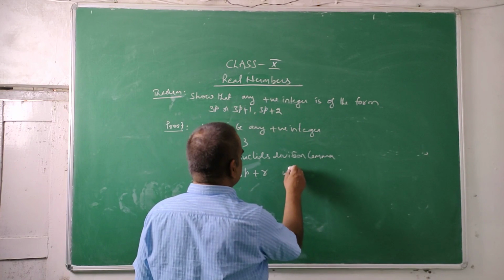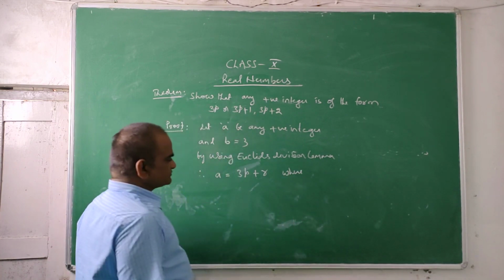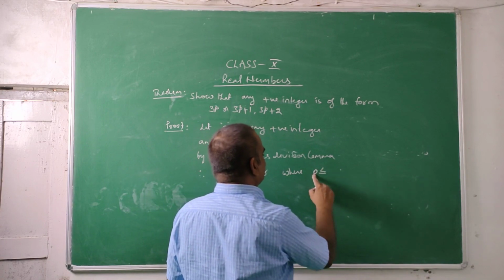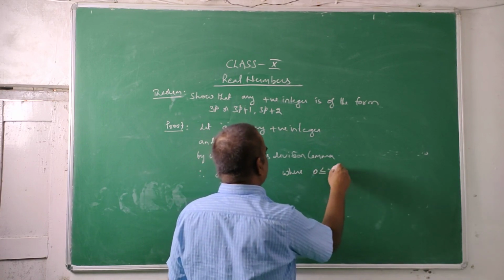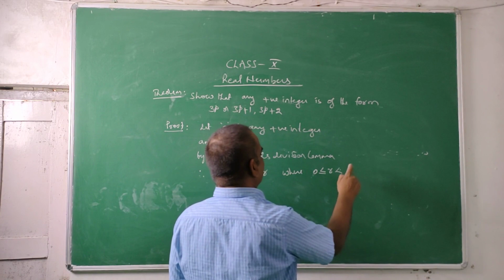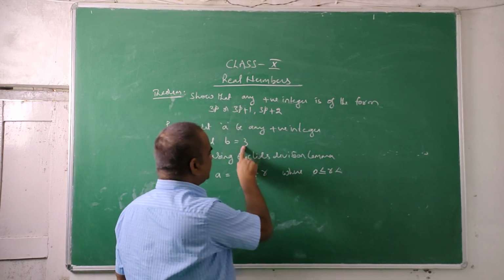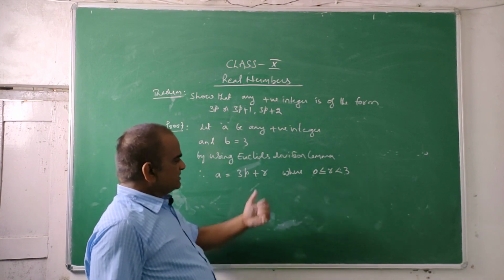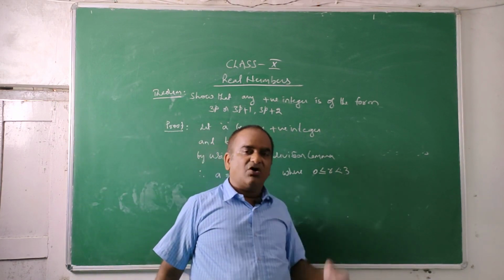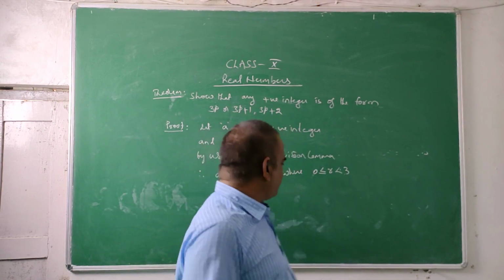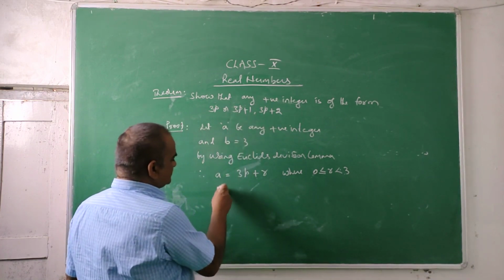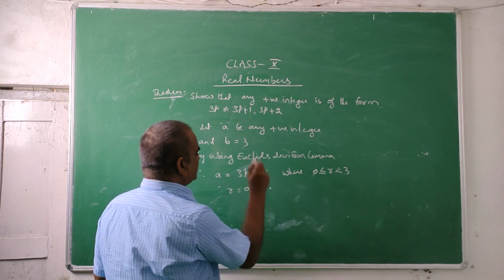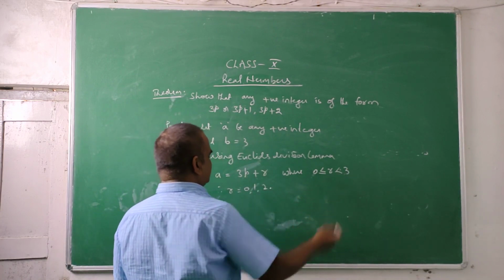where r has strict limits, that is 0 is less than or equal to r is strictly less than b. What is b here? 3. So r is strictly less than 3. So 0 is less than or equal to r is less than 3. Therefore r values are taken as 0, 1, 2, that's all, because it is strictly less than 3.